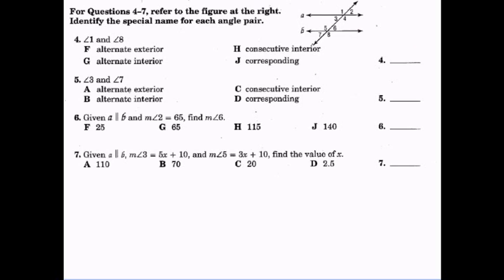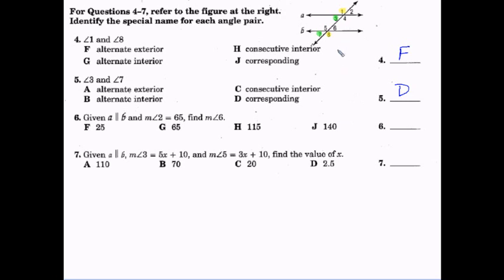Number 4, we are identifying the special names. So our first angle pair is 1 and 8. They are on the outside and they're on opposite sides of the transversal, so they're alternate exterior. Our next angle pair is 3 and 7. They're on the same side and they're in the same position, so those are corresponding. No next angle pair.